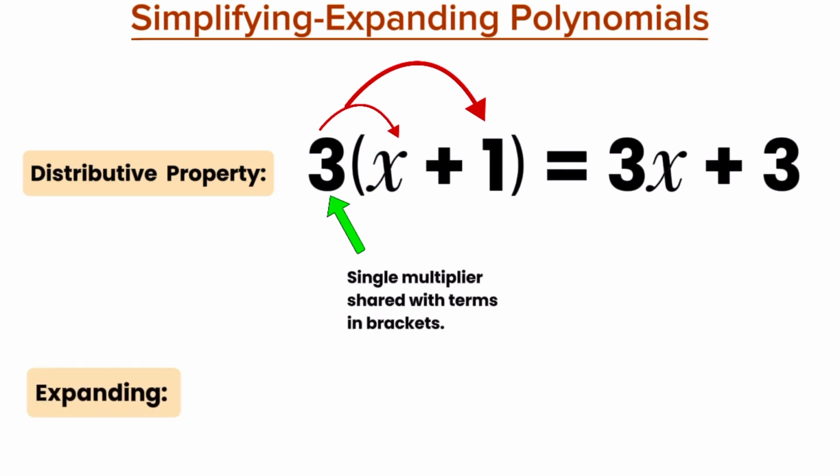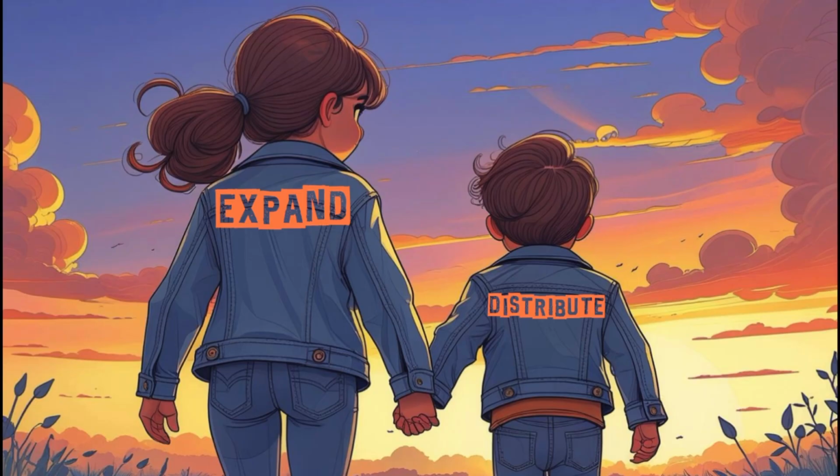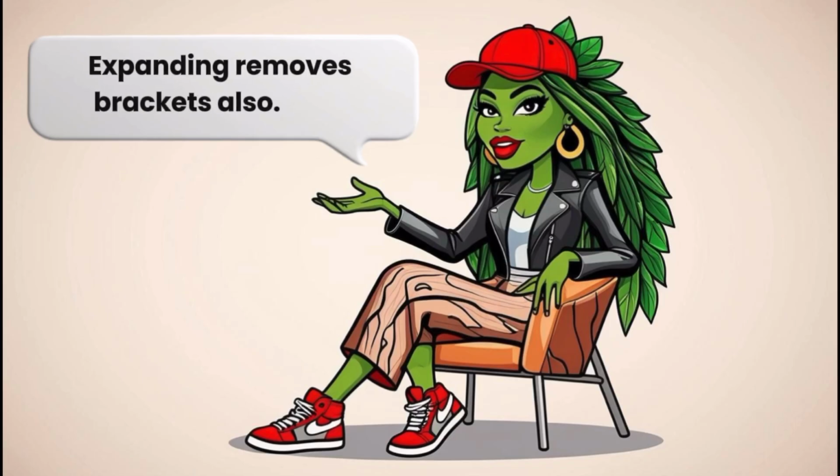Expanding is pretty much the same thing, but this time you are sharing more than one multiplier value outside the brackets. Instead, the values you are sharing are terms that make up their own expression. Think of distributive property as a younger sibling and expanding as the older one. Expanding is another exciting way to get rid of the brackets and write an algebraic expression differently.